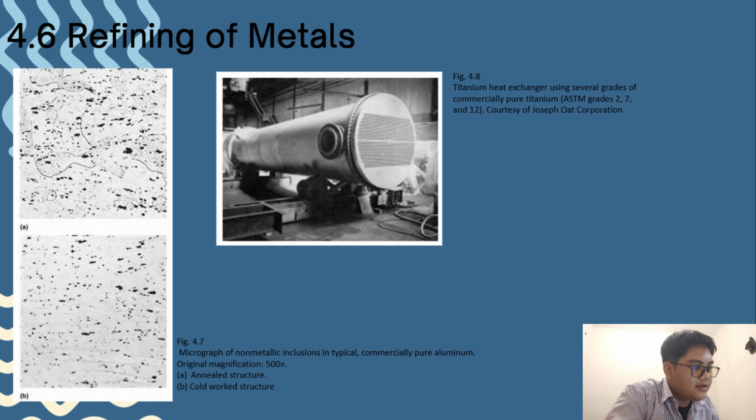As we can see in figure 4.7, the micrograph of non-metallic inclusions in typical commercially pure aluminum, originally magnified. In figure A, we got an annealed structure, and for figure B, we got a cold worked structure. And the second figure, figure 4.8, we got a titanium heat exchanger using several grades of commercially pure titanium.